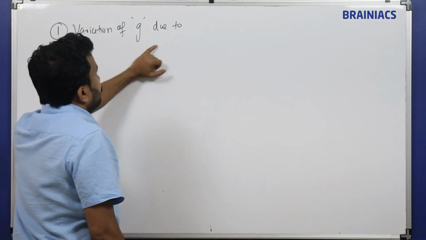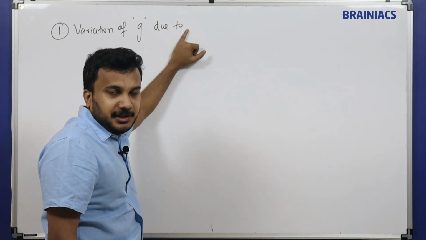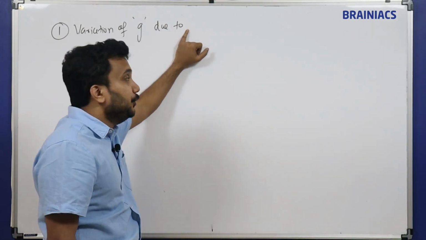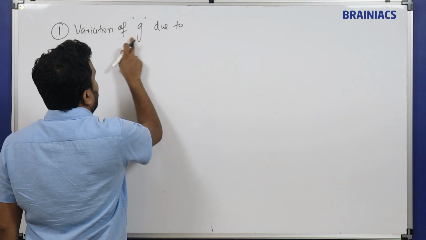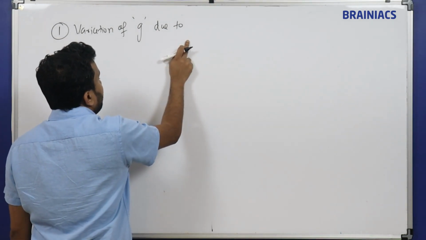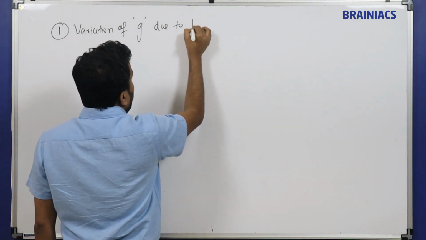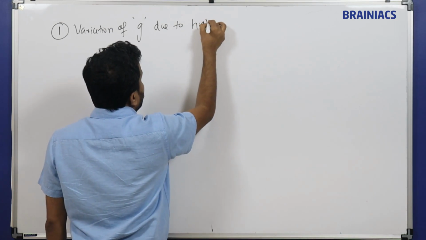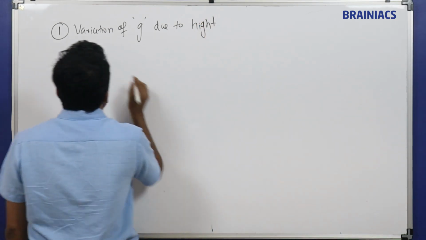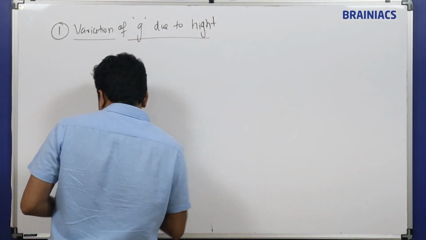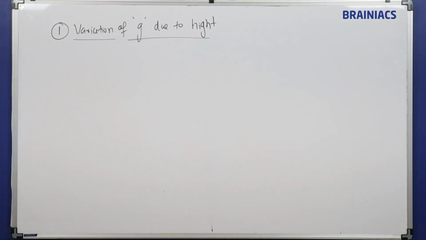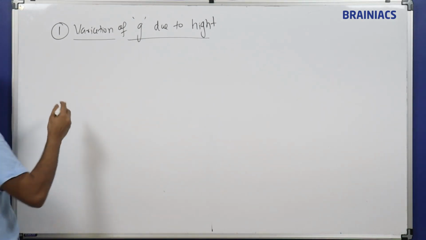Variation of g, variation of acceleration due to gravity, due to what? Due to height. Height from where? Height above the surface of Earth. So we'll draw a couple of diagrams and we'll see.